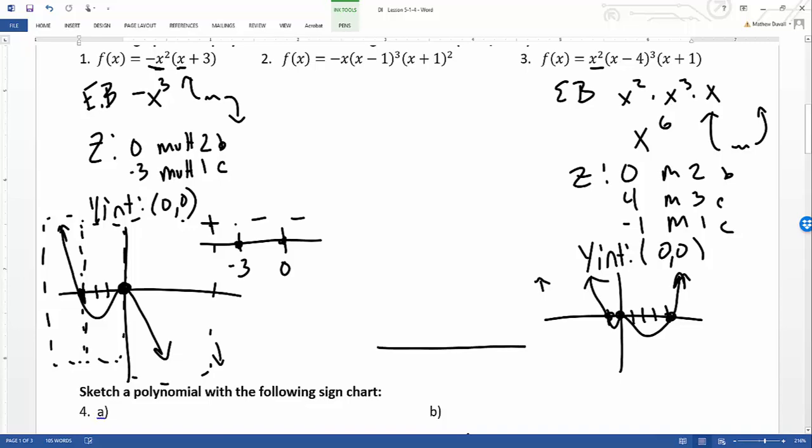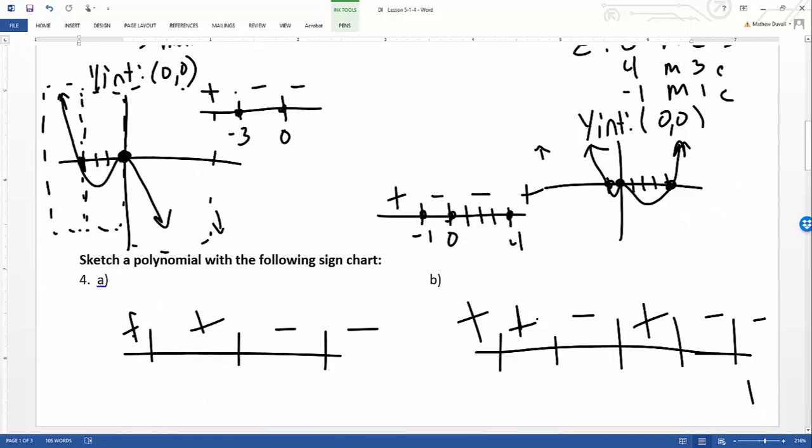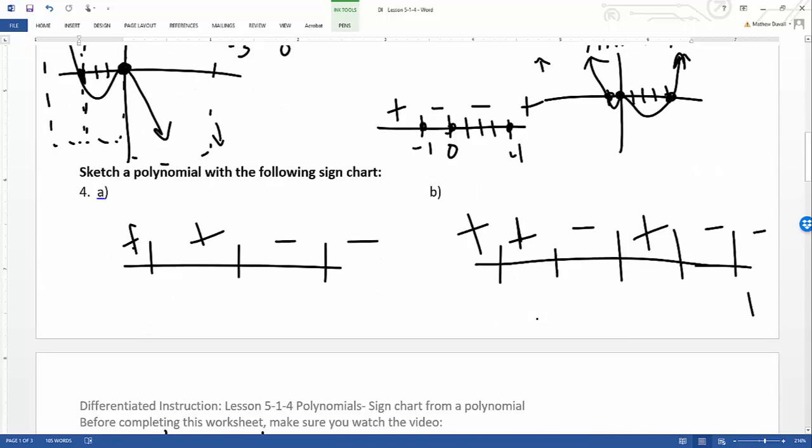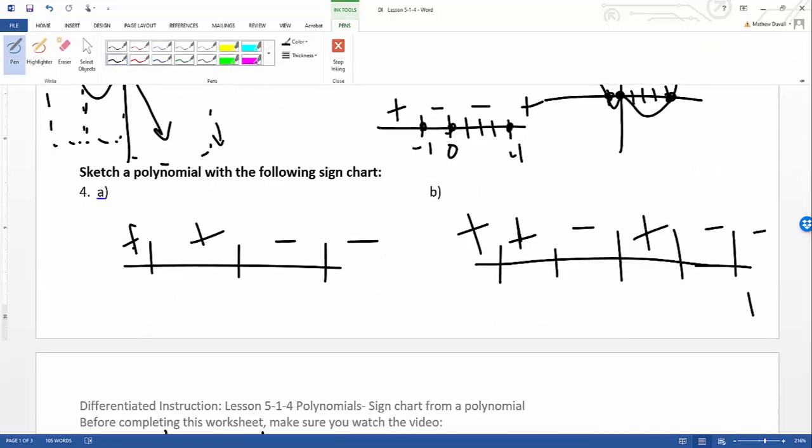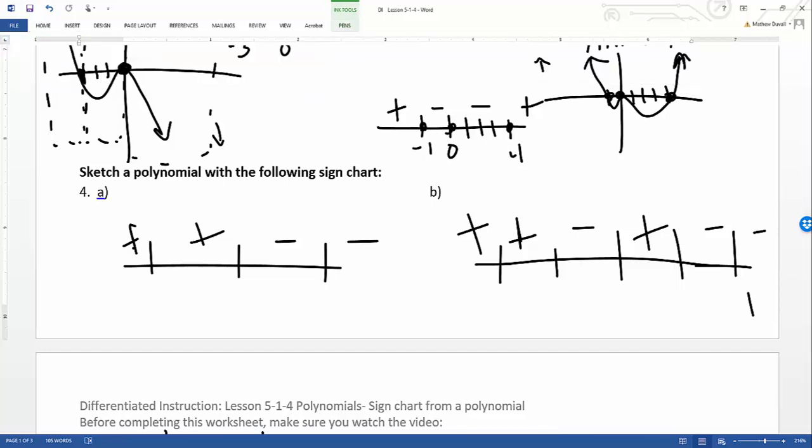And then my sign chart for that: here's 0, here's negative 1, here's 4. So it's above, below, below, above. Now the nice thing about using those sign charts is you can actually construct the graph itself. So it says sketch a polynomial with the following sign chart.